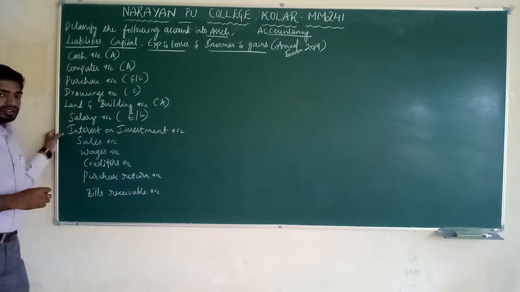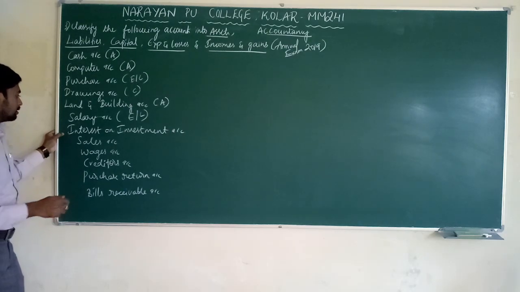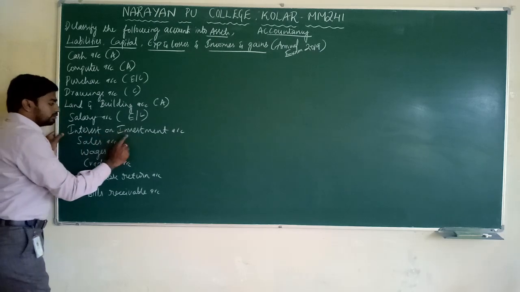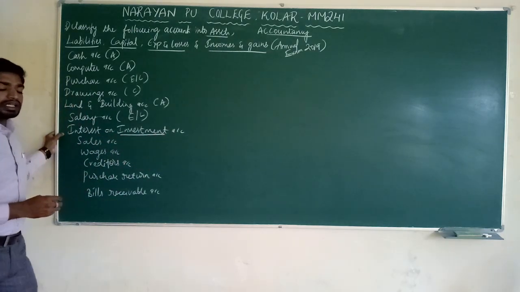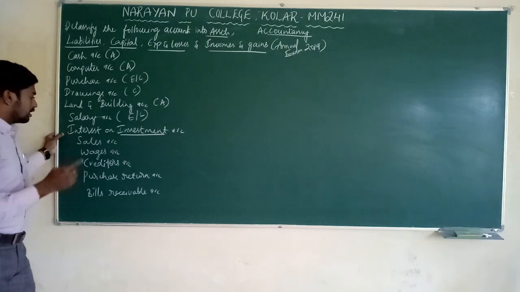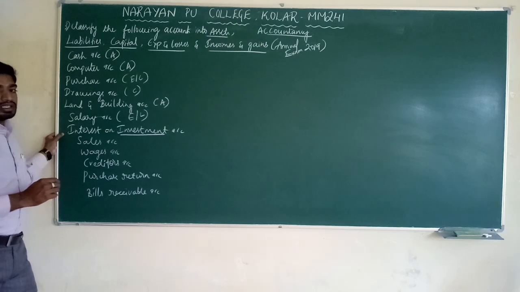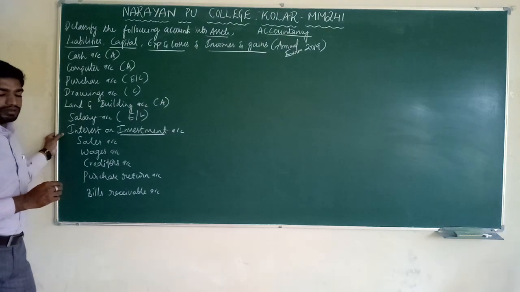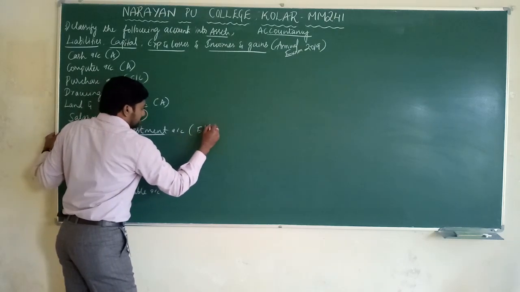Next, interest on investment account. Keep it very clear in the mind. If only investment account is given, it comes under assets. Now they are saying interest on investment account. If we pay any interest on investment, that is an expense or loss to the organization.